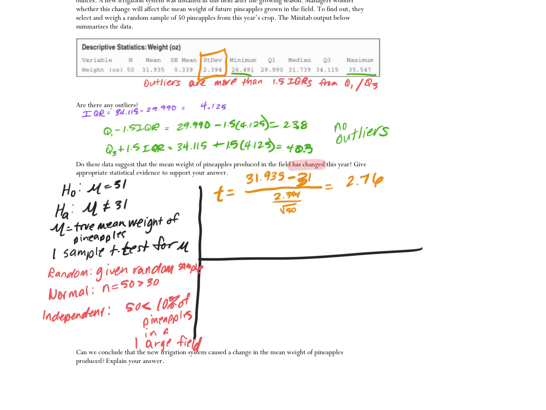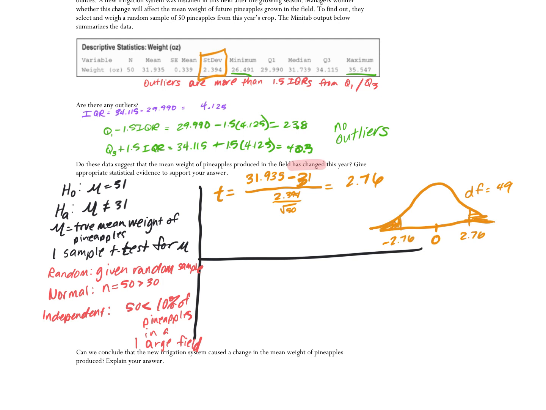Now, to find our p-value for this one, we'll draw the curve. What's my degrees of freedom here? 49. We have 2.76, which is going to be this one. Since this is a not equal to, do we shade just one side or both sides? Both sides, so I'm going to do negative 2.76 on the left, and 2.76 on the right.